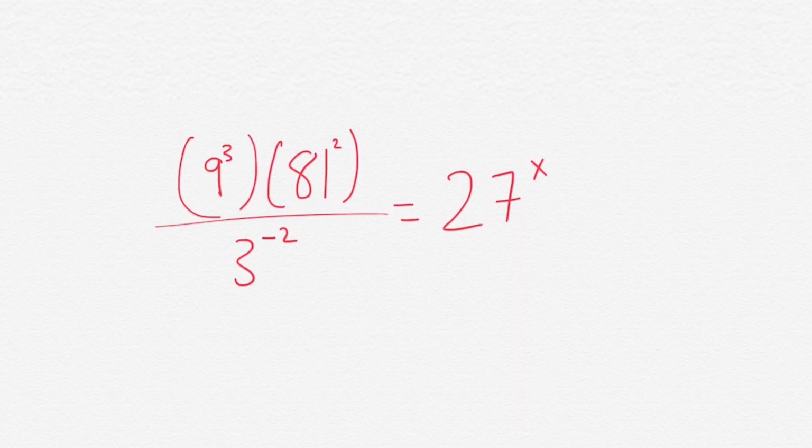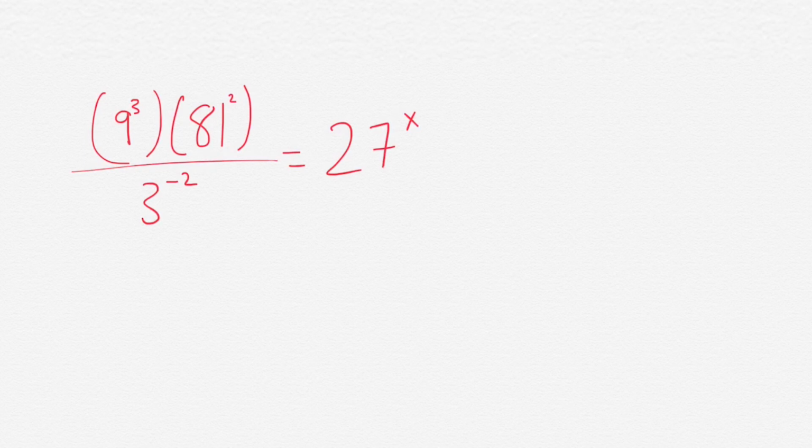We have 9 cubed times 81 squared divided by 3 to the negative 2 equals 27 to the x power. And the goal here is to find x. Give it a shot on your own by hitting the pause button, and we'll do it together in a second. All right, let's do it together.